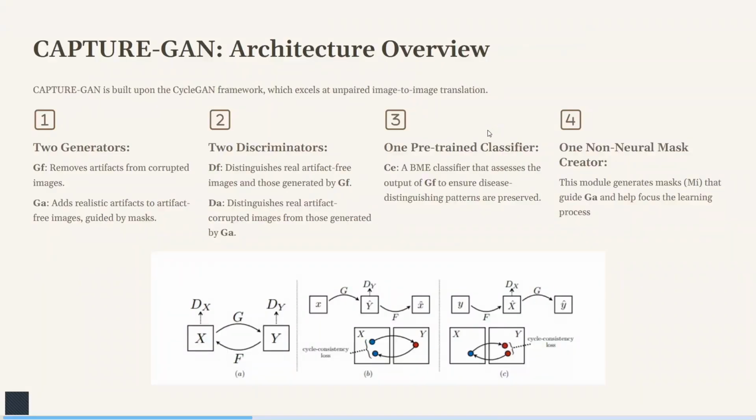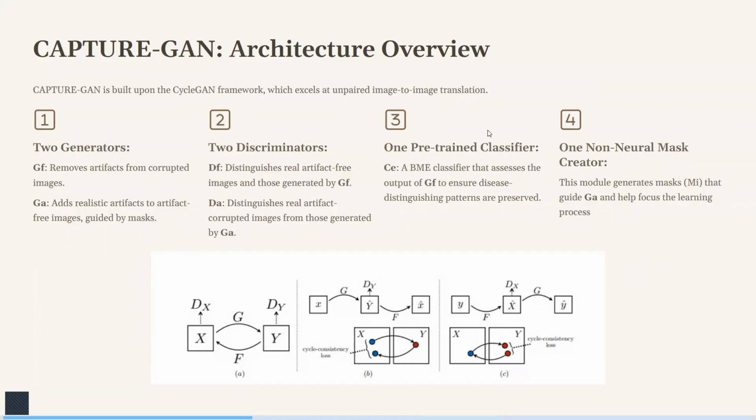I am Pranjali, and today I will be explaining the architecture of the Capture GAN. Capture GAN builds on the CycleGAN framework, which is excellent at translating images from one domain to another, especially when you don't have paired examples. In the context of medical imaging, our goal is to remove artifacts from corrupted scans while preserving critical diagnostic information.